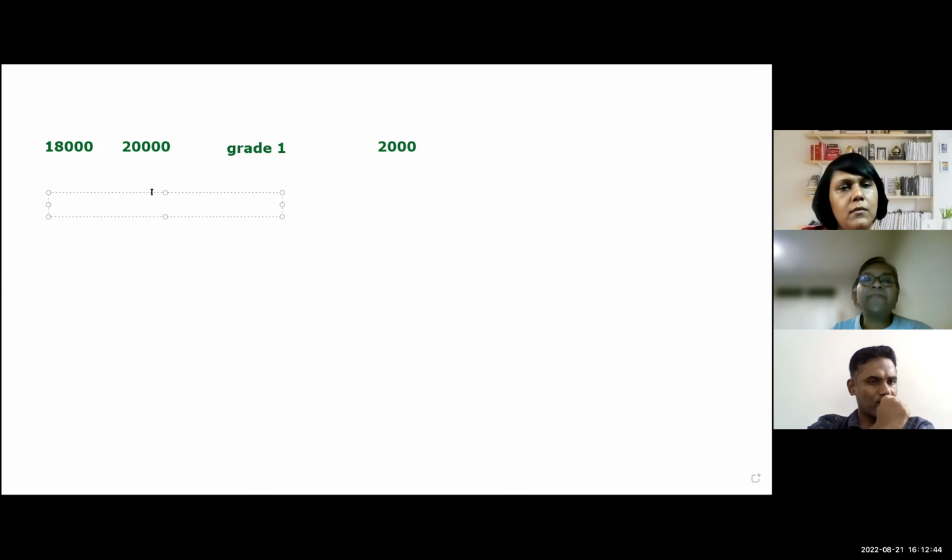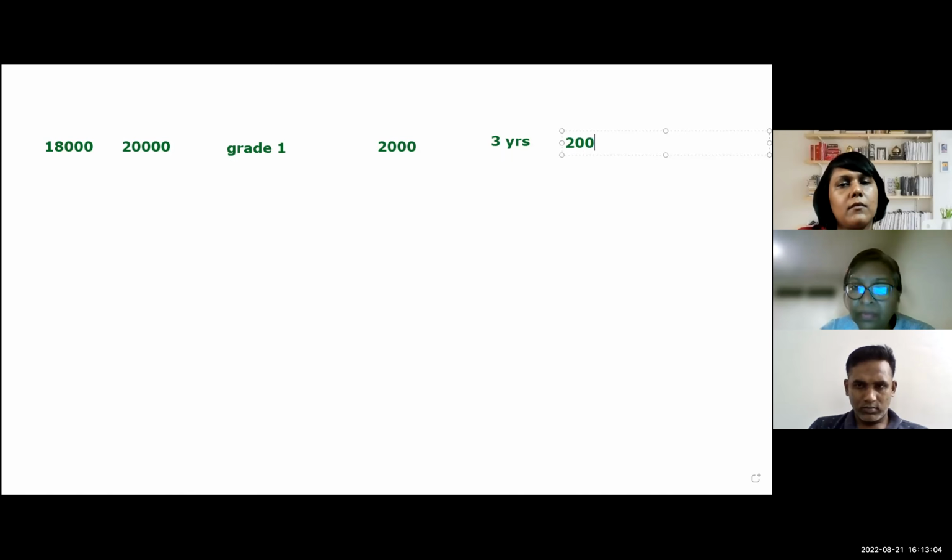Okay. Say from grade 1 to grade 2, for an average performer, it takes about, for example, say, 3 years. Yes. Okay. And on an average, I give an increment of 2,000. Got it? On an average, I give an increment of 2,000.